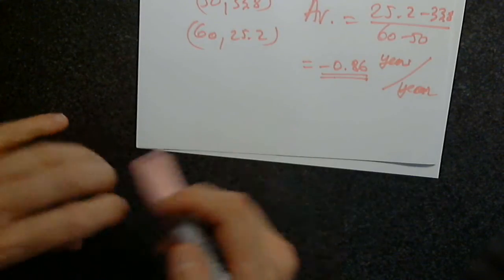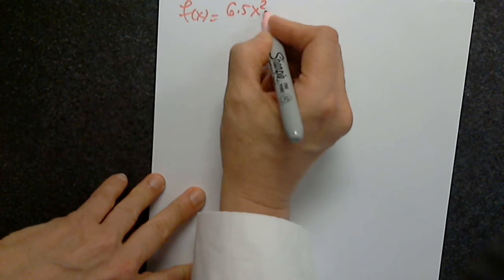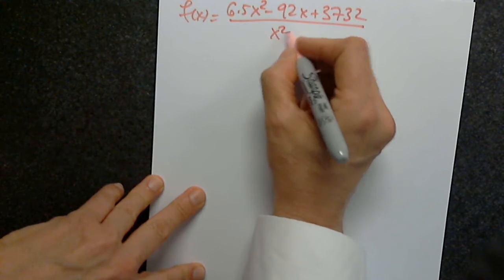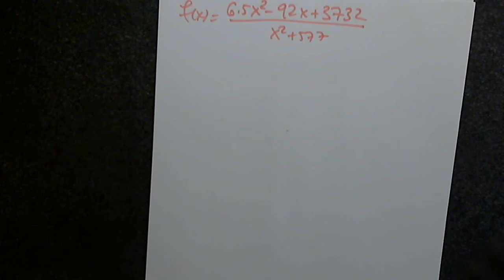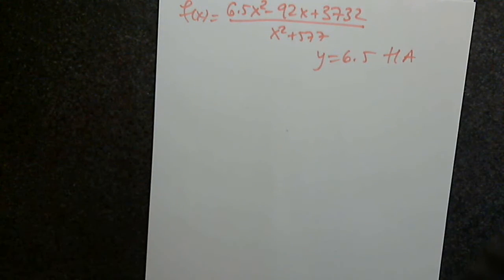So here we're given a function, and the function is f of x equals 6.5 x squared minus 92x plus 3732 divided by x squared plus 577. So now if you remember, this function is type 1 because it has the same degree over the same degree, which makes y equals 6.5 a horizontal asymptote. Leading coefficient over the leading coefficient. It's the only one, type 1. So x is in minutes, and f of x is the pH level.